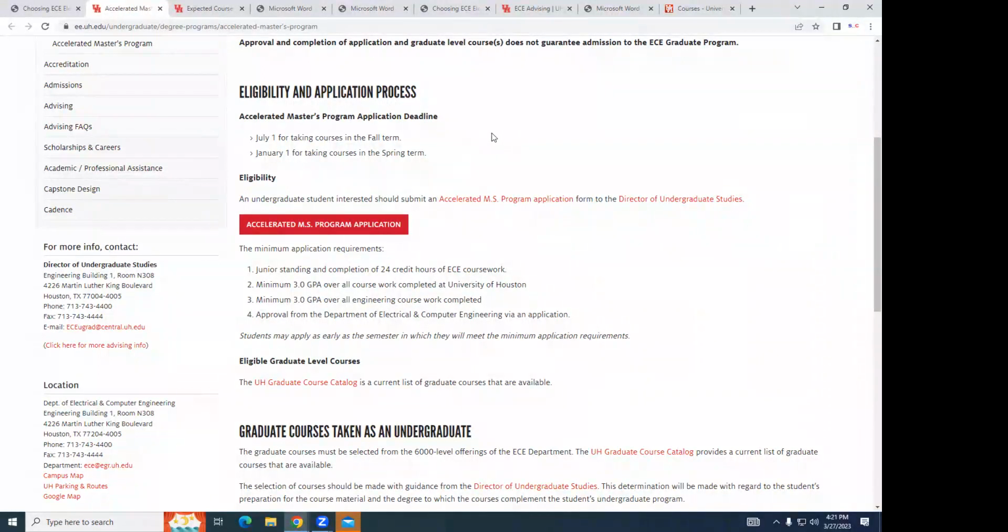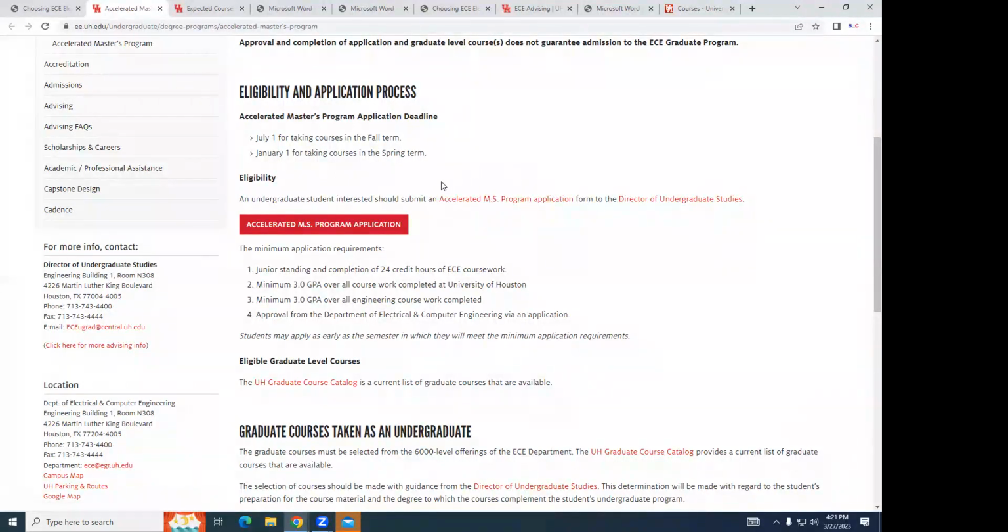So you choose two 6000 level courses. You petition to have them count as your ECE electives, and then you get to use those also in the graduate program, which means you have two fewer courses to take to get your graduate degree. The dean's office runs this program. They have a couple of rules.